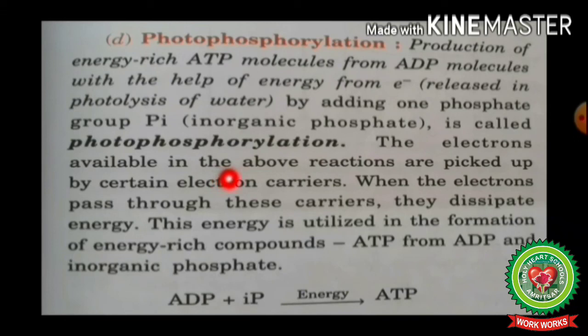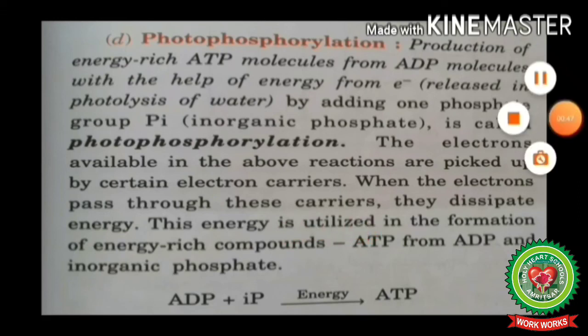The electrons available in the above reactions are picked up by certain electron carriers. When the electrons pass through these carriers, they dissipate energy. This energy is utilized in the formation of energy-rich compounds ATP from ADP and inorganic phosphate.